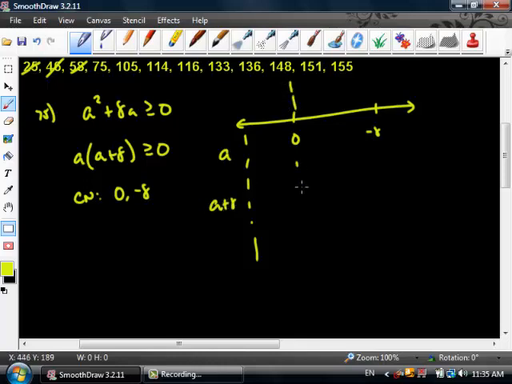I'm going to partition this downward. I need a number smaller than 0, so negative 1,000.